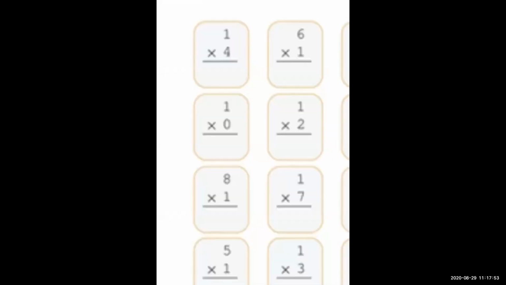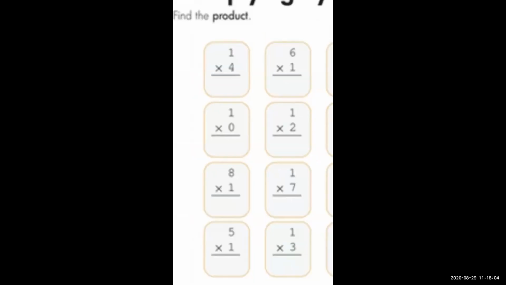Now, yes, 1 into 4. What is the correct answer? Very good. Very nice. 1 into 4 is equal to? Yes, 1 into 4 is equal to 4.